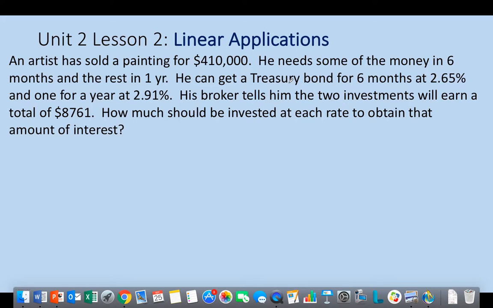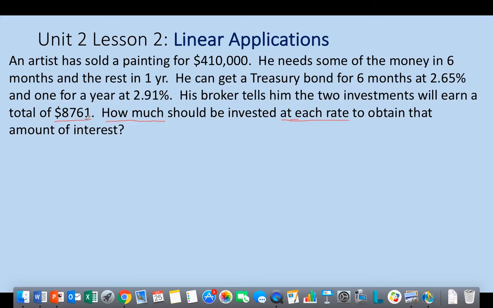He's going to need some of the money in 6 months and the rest in a year. Again, I'm probably just going to stop right here and see if I can figure out what it is asking me to do. How much money should be invested at each rate? So I'm going to have to find two things, kind of like that second problem, to obtain the amount of interest. Well, how much interest? His broker tells him the two investments will earn a total of $8,000.